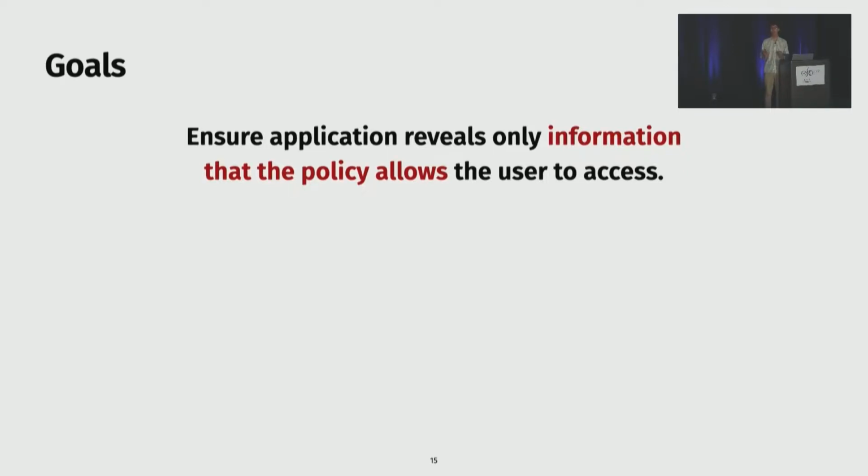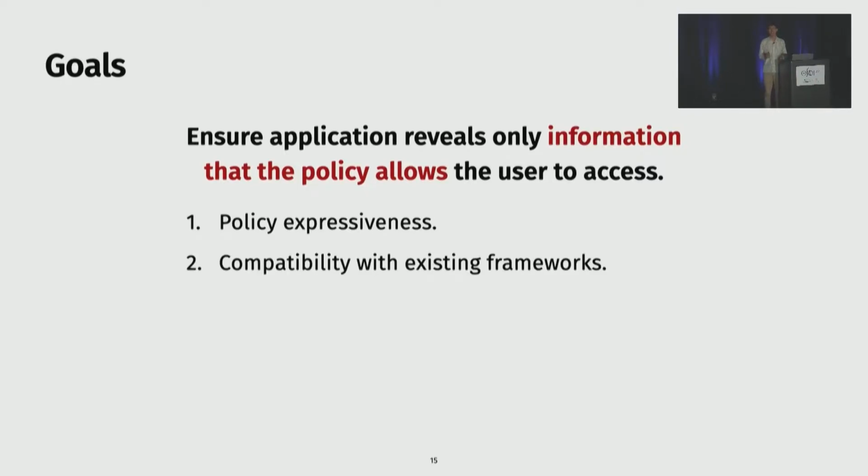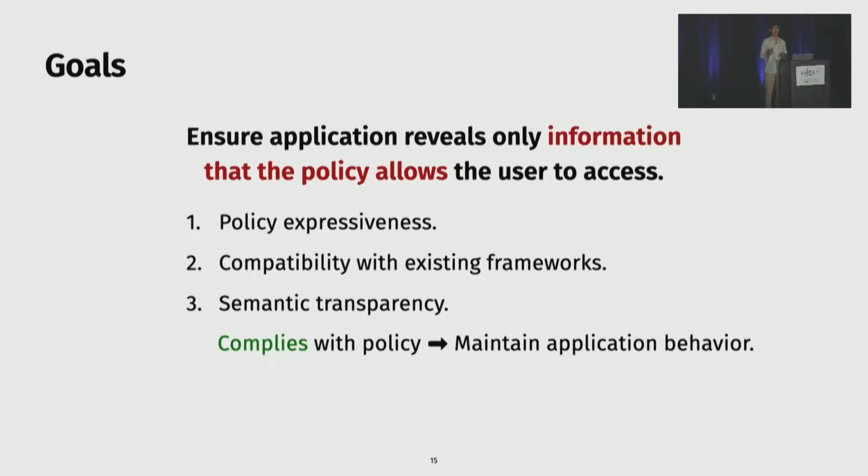Under this overall goal, we have 4 sub-goals for Blockaid. First, we want Blockaid to support a wide variety of expressive policies found in today's applications. Second, we want Blockaid to be applicable to applications written in existing popular web frameworks, like Django or Ruby on Rails. Third, we want Blockaid to be semantically transparent. What we mean by that is, as long as the application discloses information in compliance with the policy, we want Blockaid to keep the application's behavior unchanged.